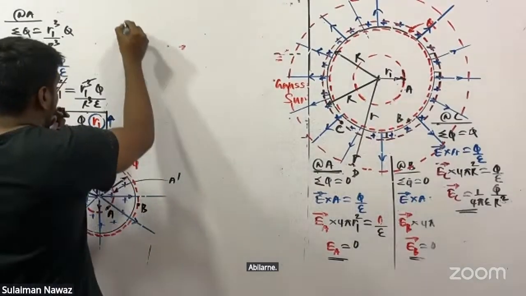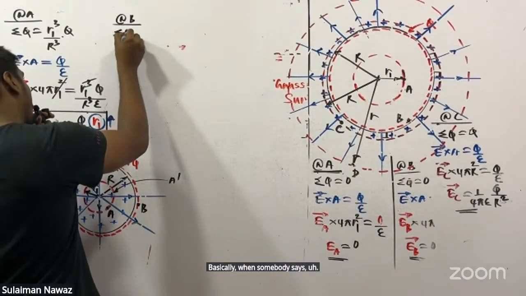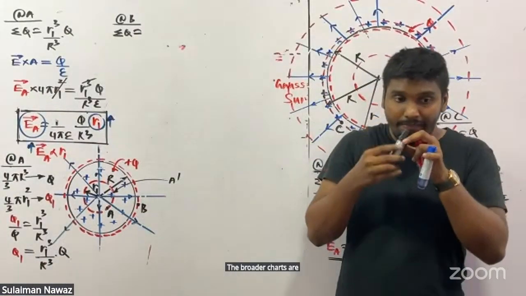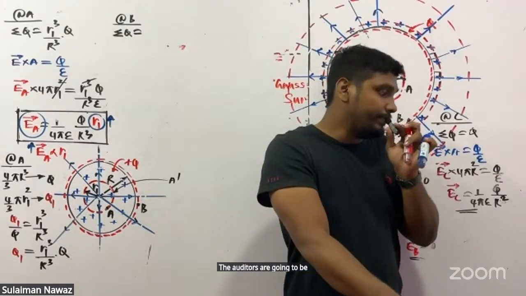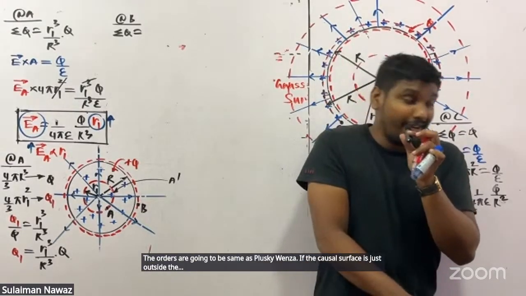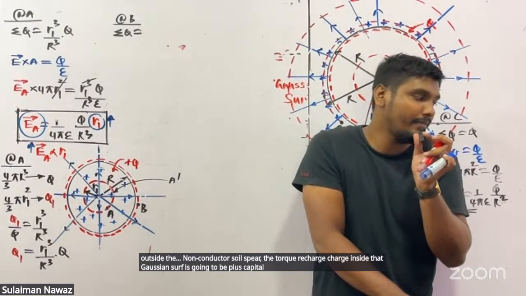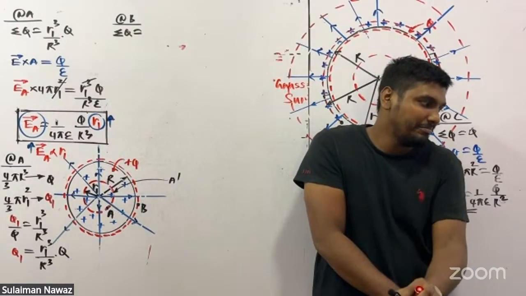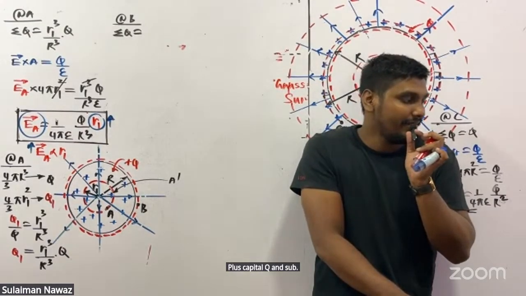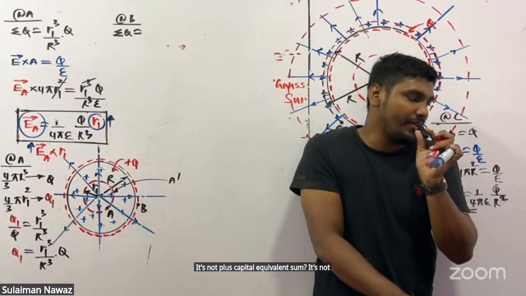At capital B we will find the sigma q. Somebody will say, sir, when you consider a Gaussian surface just outside the non-conductive solid sphere, the total charge inside that Gaussian surface is going to be plus capital Q. But it's not plus capital Q.